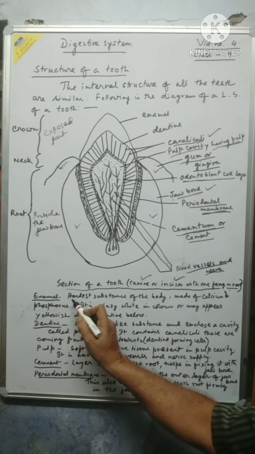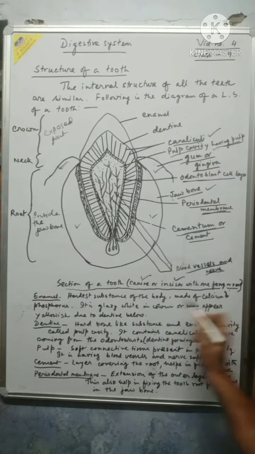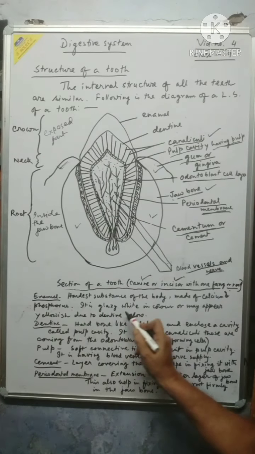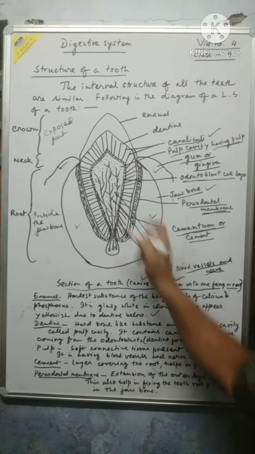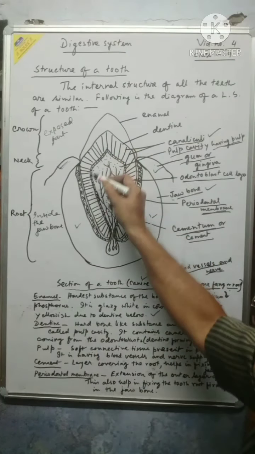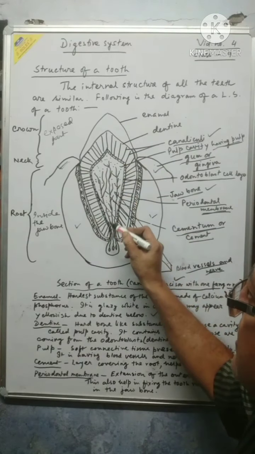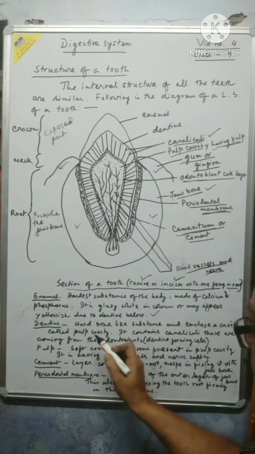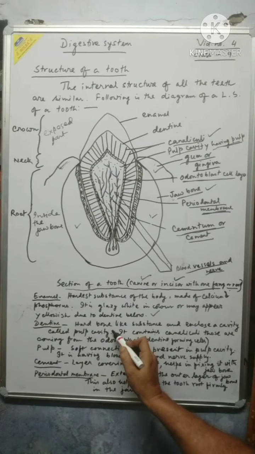Again, I have been explaining this. Enamel is the hardest substance of the body, made out of calcium and phosphorus. It is glassy white in color or may appear yellowish due to the dentine present below. Next part is dentine. This is the next hardest part of the tooth. It is a bone-like structure enclosing a cavity inside, called the pulp cavity.